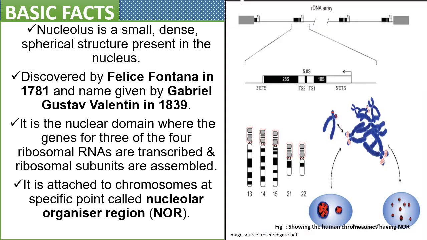And the number of chromosomes that bear NOR may vary in different species. For example, in human beings, there are 5 chromosomes that bear NOR in their short arm, and they are chromosome numbers 13, 14, 15, 21 and 22. In this diagram, we can see that certain portions of the chromosomes are encircled in red dotted rectangles, and these are the sites where the nucleolar organizer is situated.